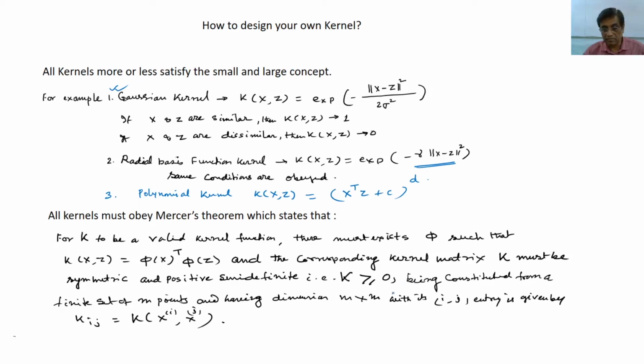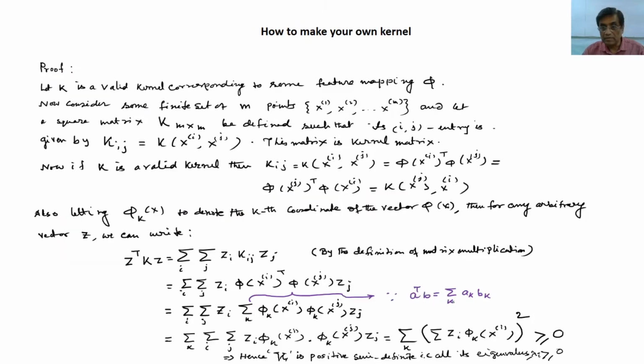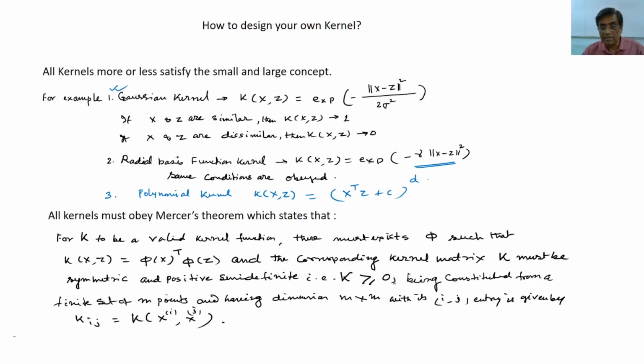Eigenvalues are actually greater than or equal to 0, that we have mentioned here. So eigenvalues lambdas will be greater than or equal to 0. Being constituted from a finite data set, M should not be infinitely large, a set of M points, and having dimension M cross M with its ij entry given by Kij, okay.